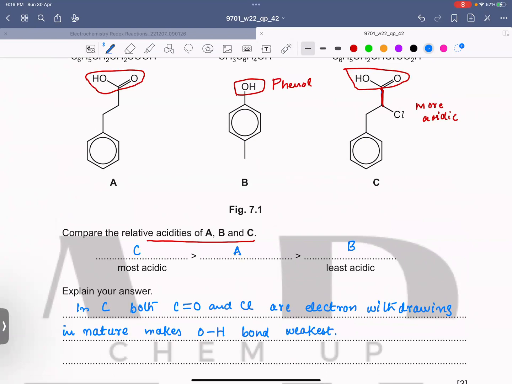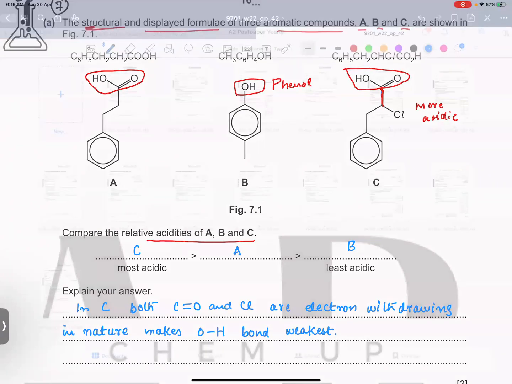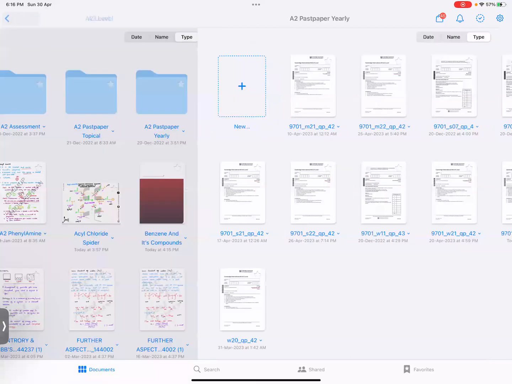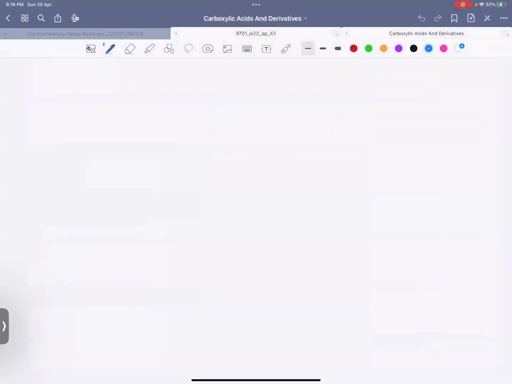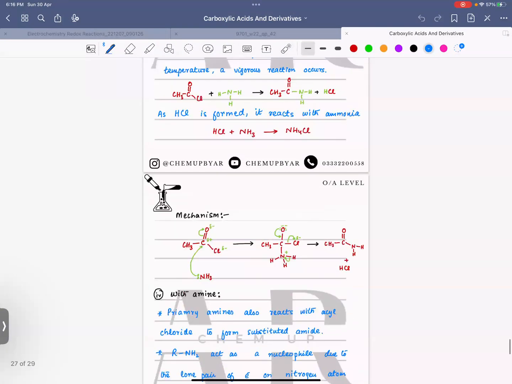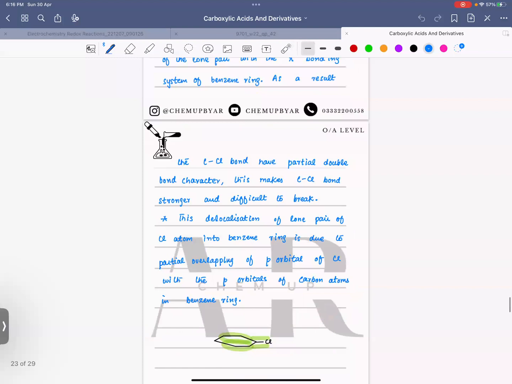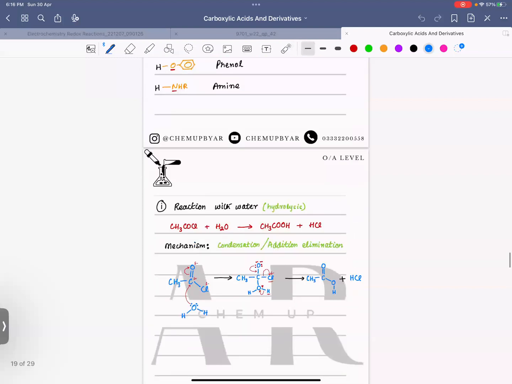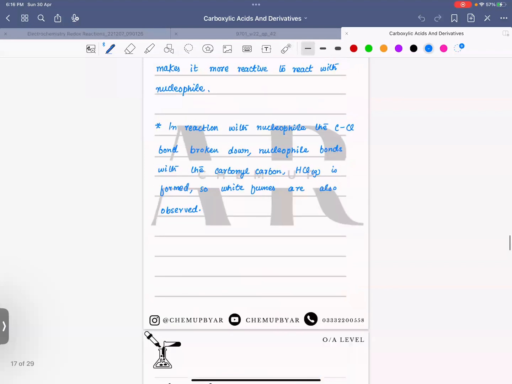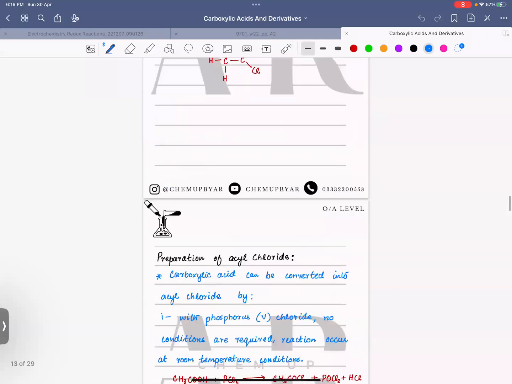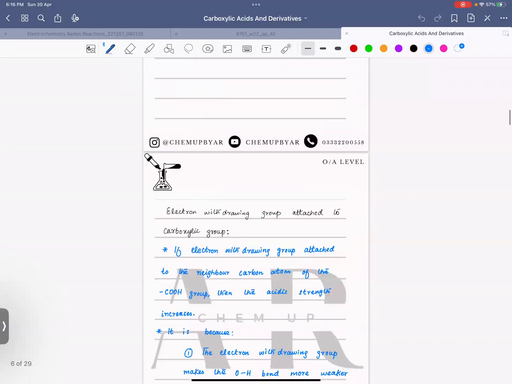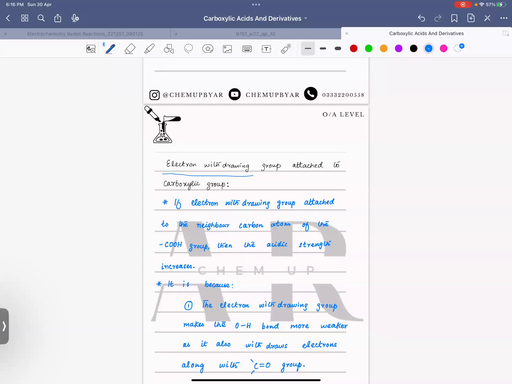Sir, aren't halogens electron withdrawing? Yeah, halogens have greater electronegativity, so they withdraw electron. That is the reason that we have discussed in the relative acidities of carboxylic acids. I have shared the notes in the group. So if you go through the carboxylic acid derivatives, you can find it on page number 7 and on page number 6. There's a discussion of electron withdrawing group attached to a carboxylic acid group, okay?